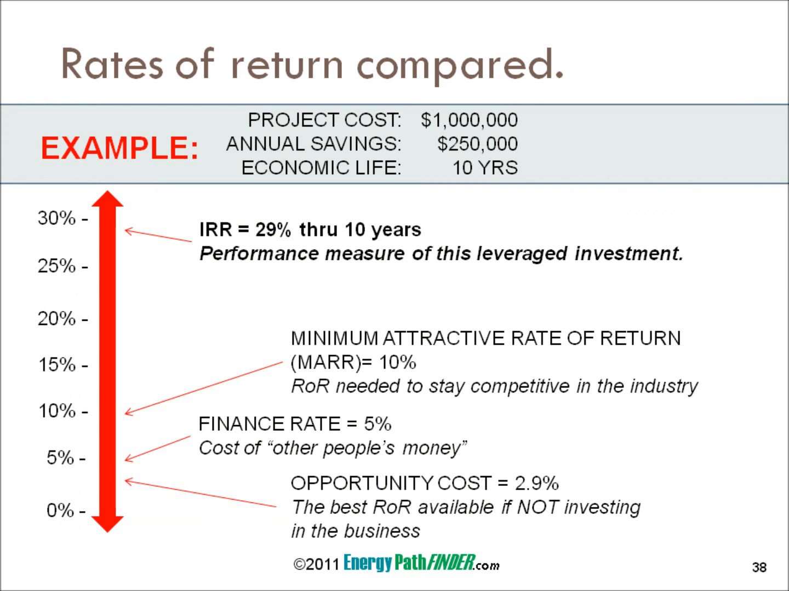The investor's best non-business alternative is a 2.9% return on mutual funds. The cost of borrowed money is 5%. The firm needs to sustain a 10% overall rate of return to remain competitive in its industry. The proposed energy efficiency investment, when financed for 7 years at a 5% cost of capital, generates a 29% internal rate of return. Accepting this investment would add an asset that improves the firm's overall rate of capital recovery.